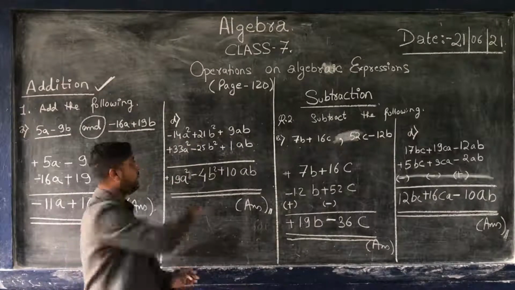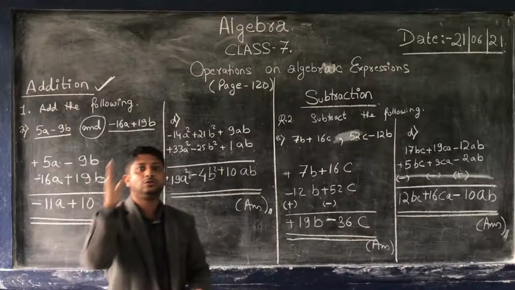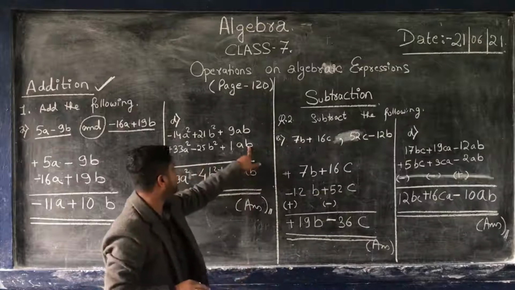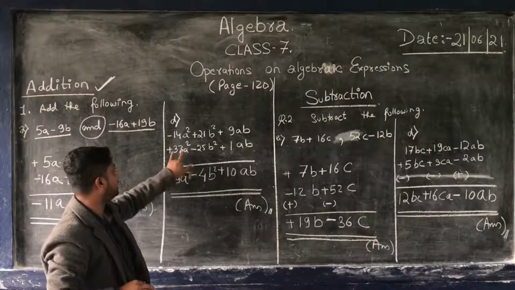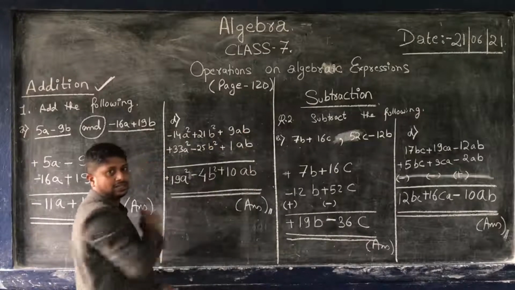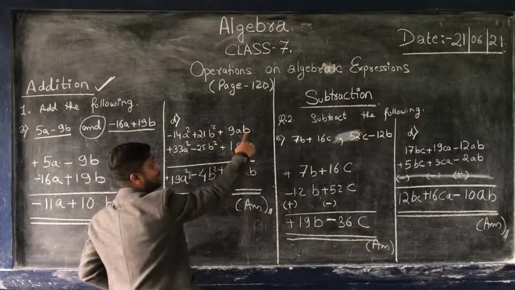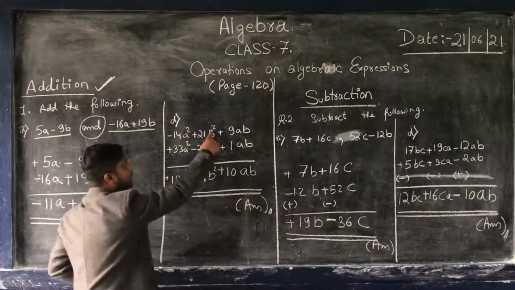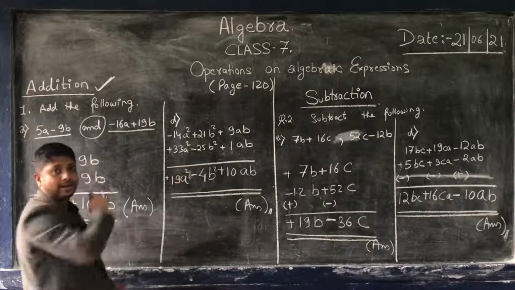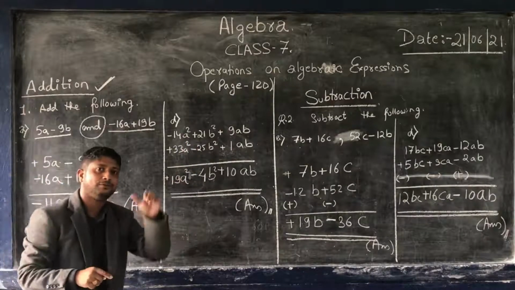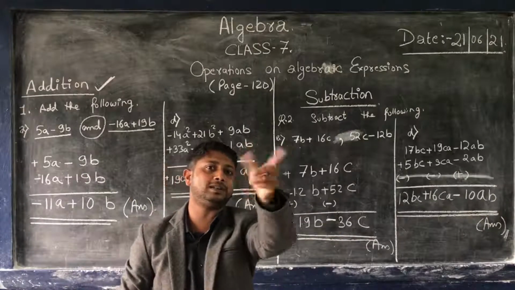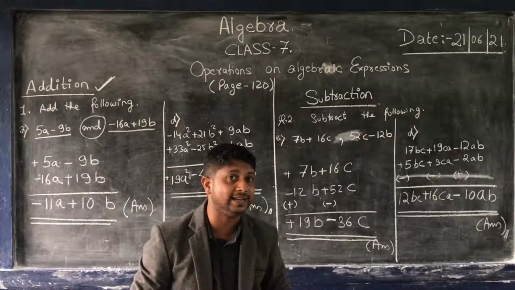Now, first thing you have to arrange it according to the series of its alphabet. That means this 1ab I can write it here and 33a square I can write it here. The alphabets have to match. Then what to do? ab is ab, b square is b square, a square is a square. After doing that, the first step is write the alphabets. Then compare the numbers and put the greater number sign.